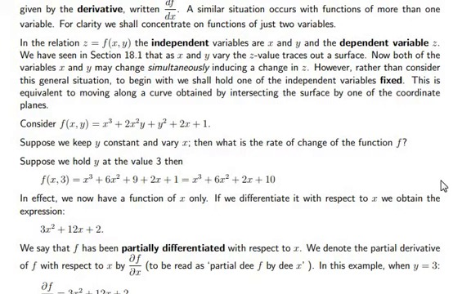That means we will have the value of this function when the variable y is kept fixed and x is changing. In effect, we now have a function of x only. If we differentiate it with respect to x, we obtain the expression, by the differentiation formula, 3x square plus 12x plus 2. So we say that f has been partially differentiated with respect to x. Why? Because before differentiating f, we held y constant. So we denote the partial derivative of f with respect to x by del f by del x. What do you mean by del f by del x? The partial derivative of f with respect to x keeping y as constant.